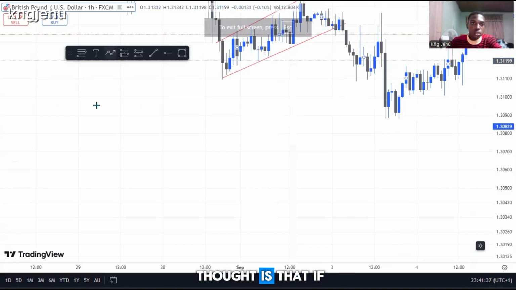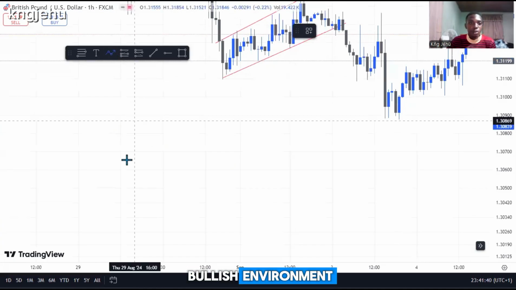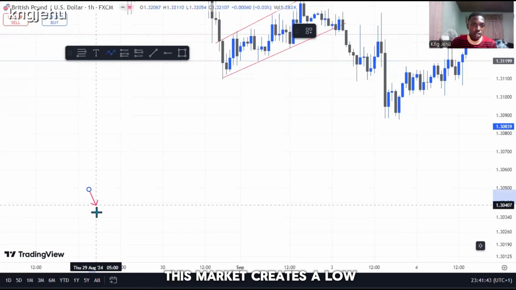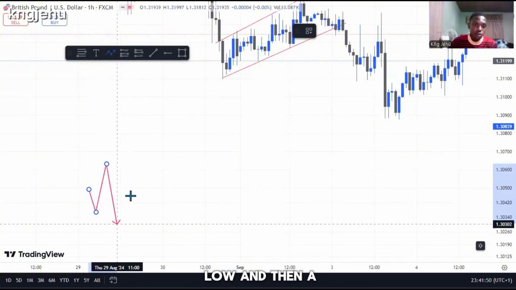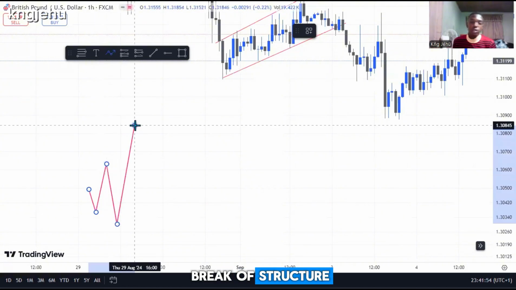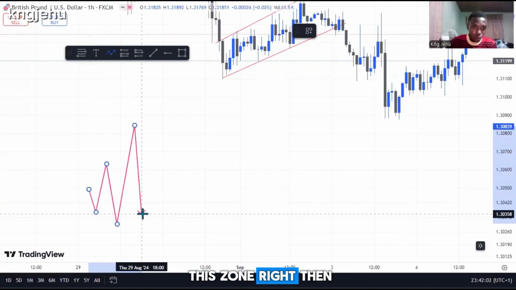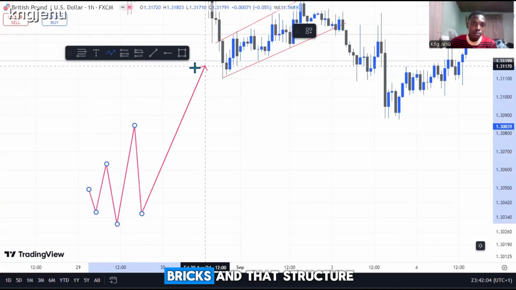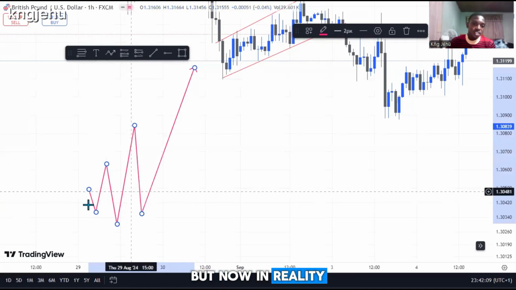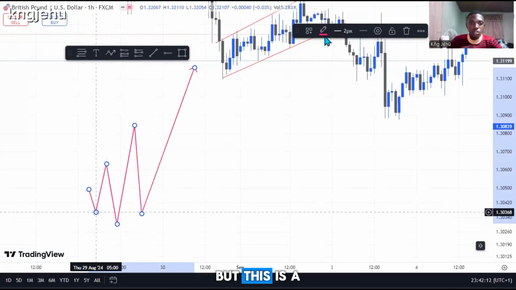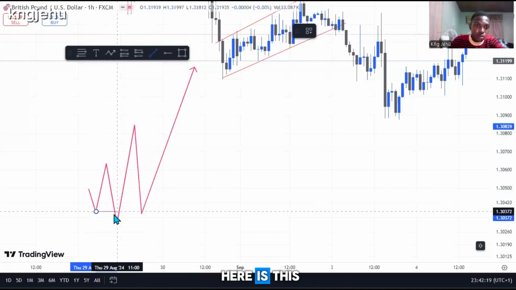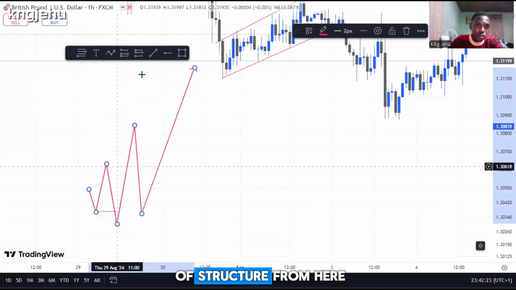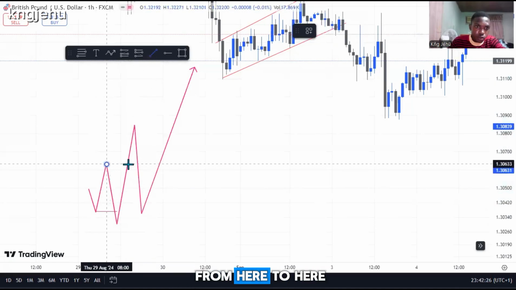What I was taught is that if we are in a bullish environment, you will see something like this. The market creates a low, and then we have a sweep of this low, and then a break of structure. Whenever this happens, we are going through this zone, right? Then it breaks another structure. In reality, it doesn't just happen like this, but this is a bullish structure, right? What we are supposed to focus on right here is this: we have a break of structure from here to here.